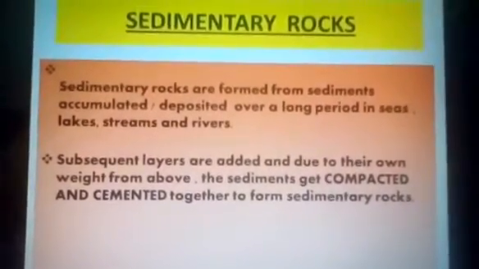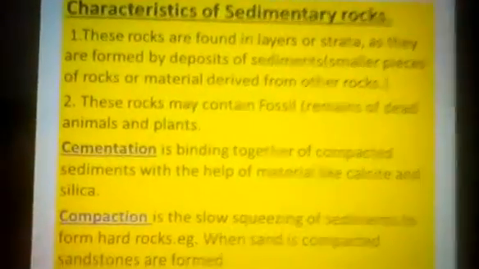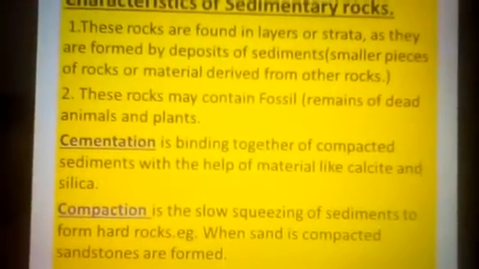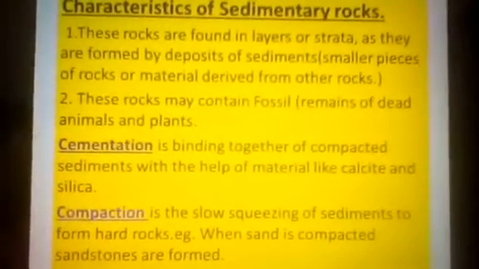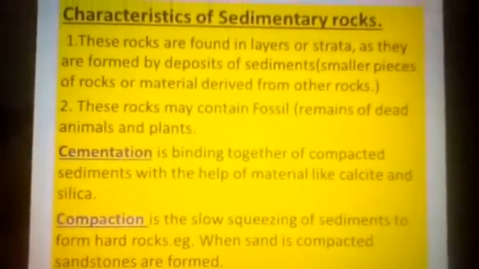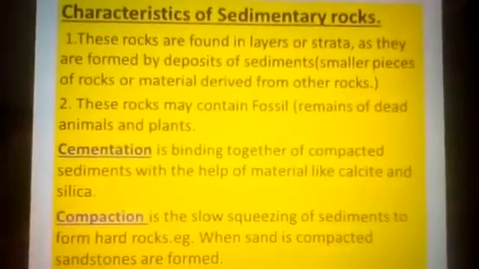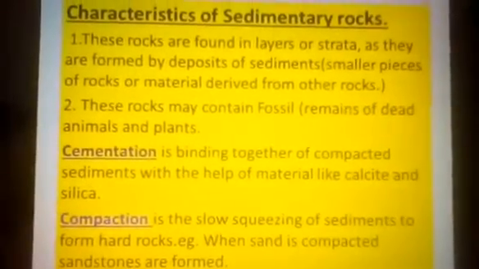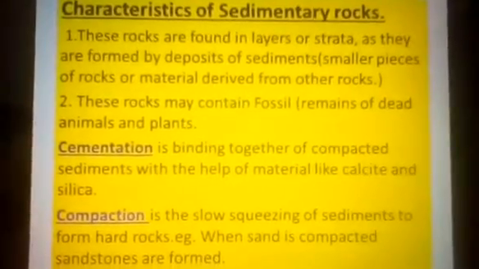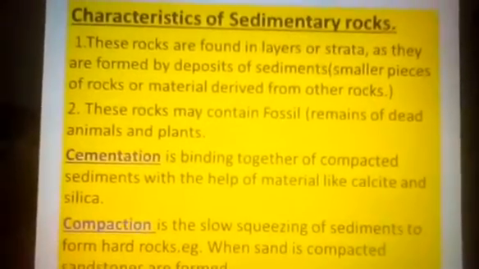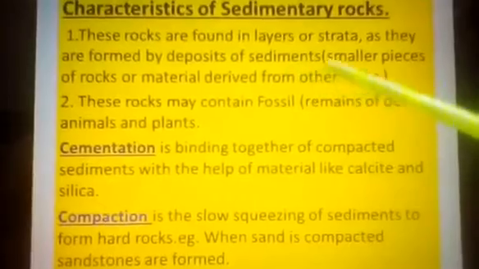Now here we need to understand the two words cementation and compaction in detail. But before that, let us understand the characteristics of the sedimentary rocks. Number one, these rocks are found in layers or strata. So they're also called stratified rocks as they are formed by the deposits of sediments.